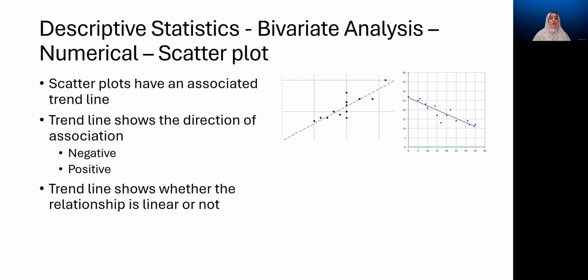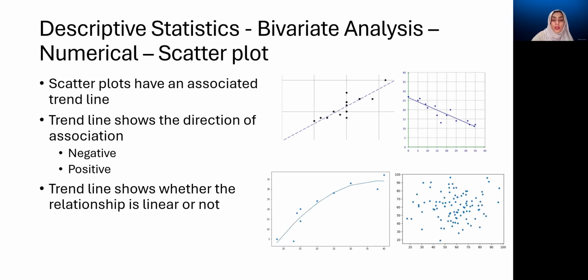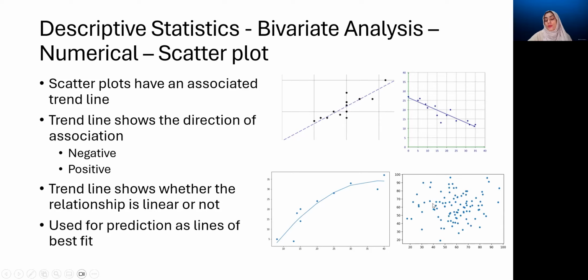The trend lines show whether the relationship is linear or not. So in this case, we had linear relationships. Here we have a nonlinear relationship because this line is forming a curve. And it may also reveal whether there is any relationship at all or not. So here you can see that you may not be able to draw a trend line because these dots are scattered all over the place.